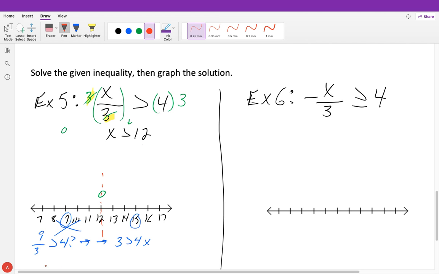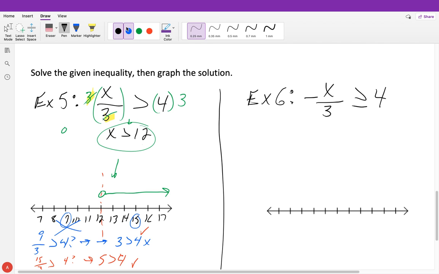Then I'm going to plug in 15. Is 15 divided by 3 greater than 4? Well, 15 divided by 3 is equal to 5, and 5 is greater than 4, so that does work. That means my graph needs to go in that direction, and there is my answer. So this is solving it, and this is writing it as a graph.